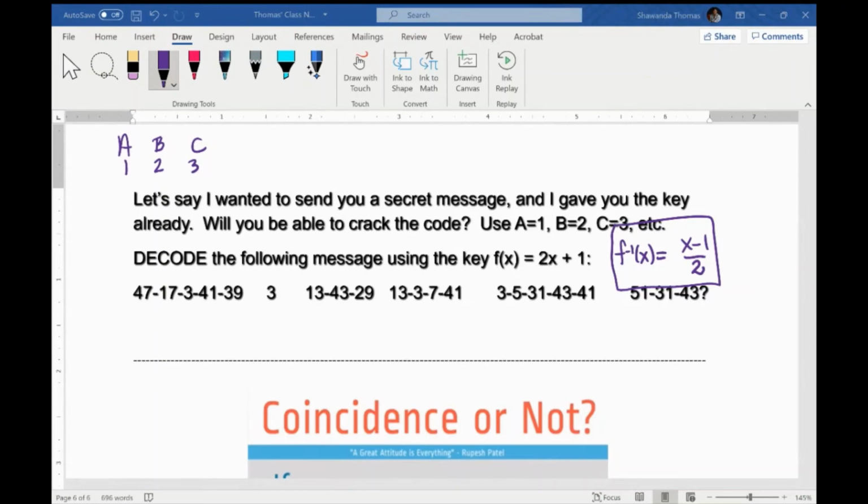Any questions about that stuff? That's all we're doing. Writing all the letters of the alphabet down, putting the numbers under them. Okay? I'll give you about 10 more seconds.